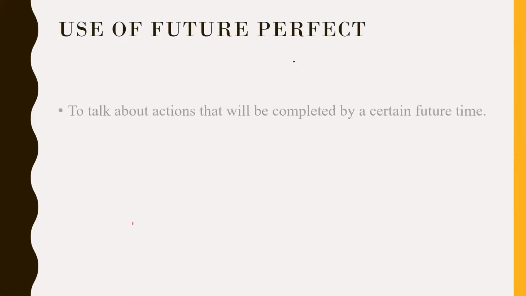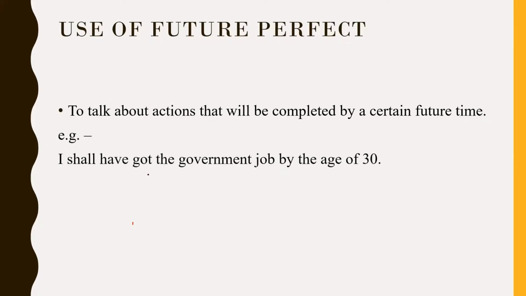Use of future perfect. First, to talk about actions that will be completed by a certain future time. Example: I shall have got the government job by the age of 30.